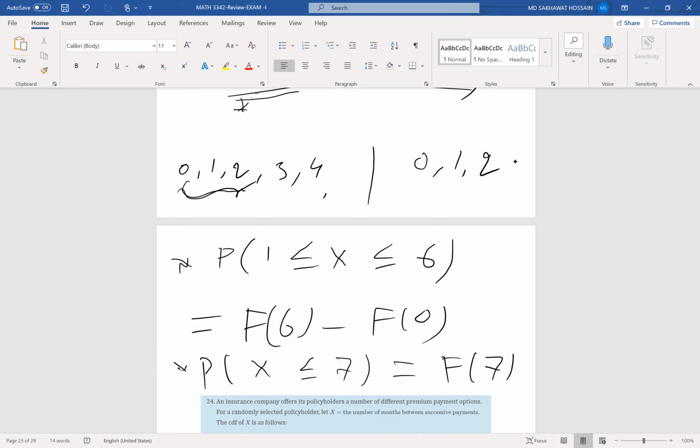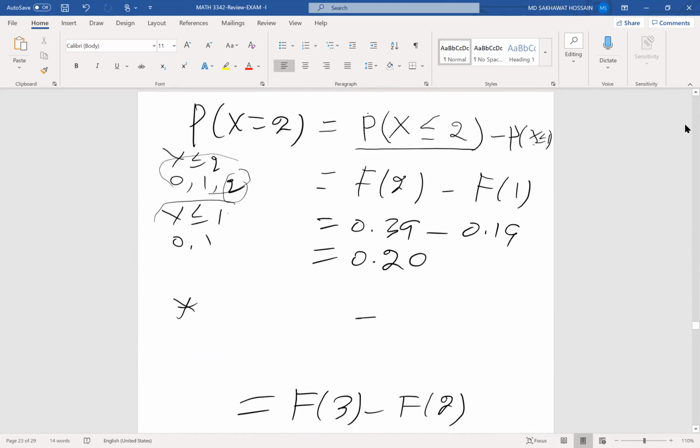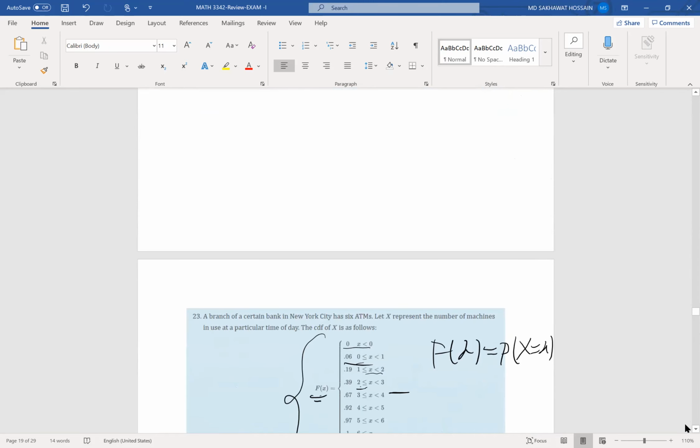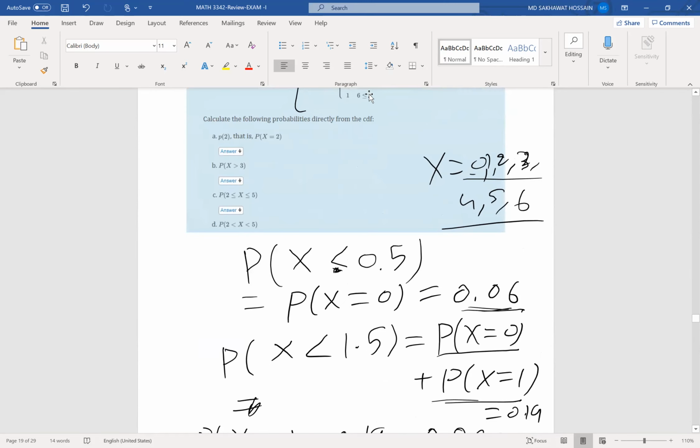For any number which is greater than 6, the probability is equal to 1. It is given in the CDF function: if x is greater than or equal to 6, the probability is 1. So F of 7 is 1, F of 8 is also 1, F of 8.7 or any number greater than 6, the cumulative probability will be 1.